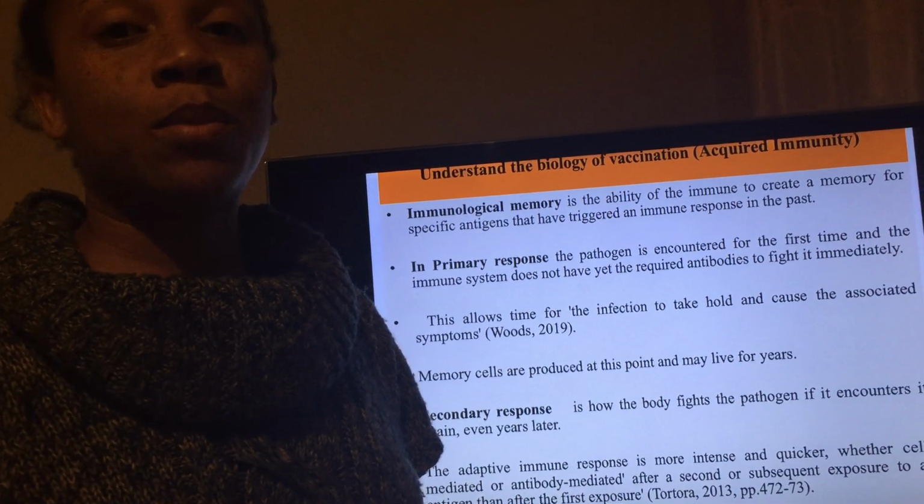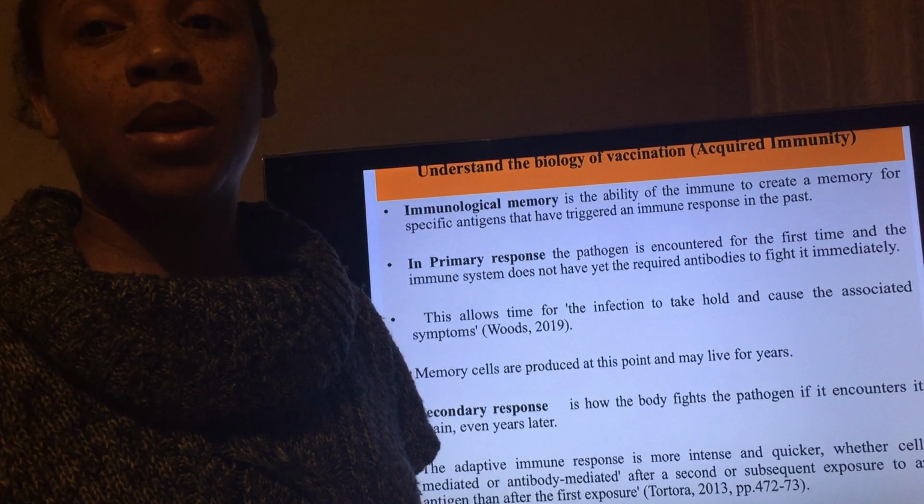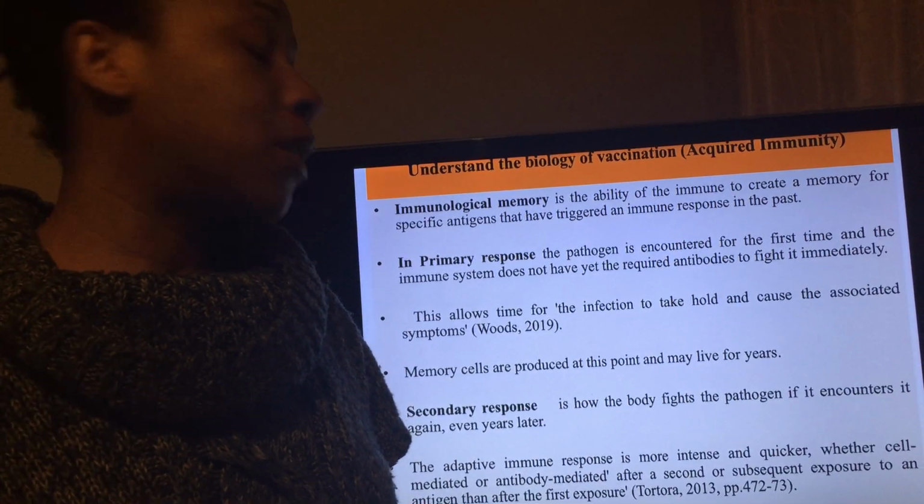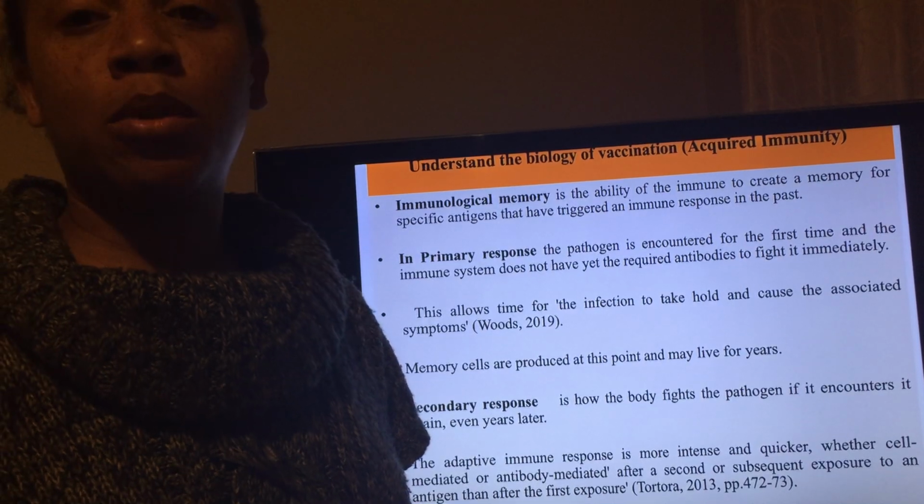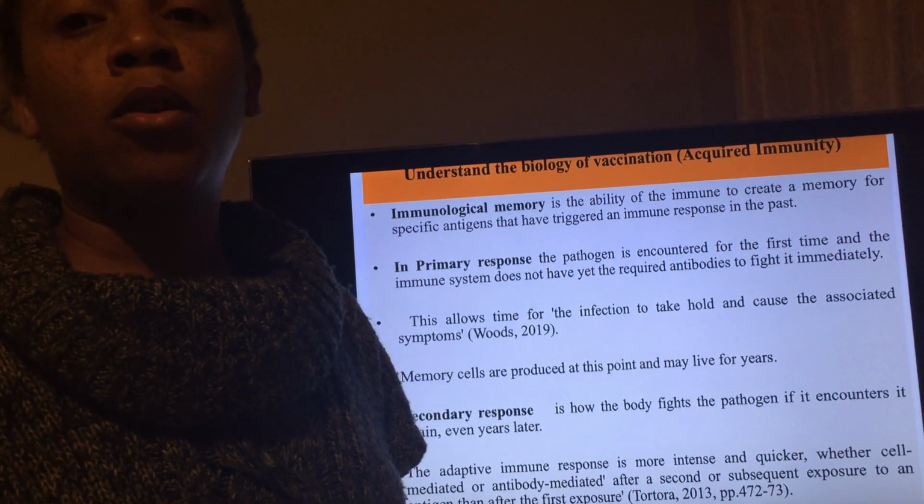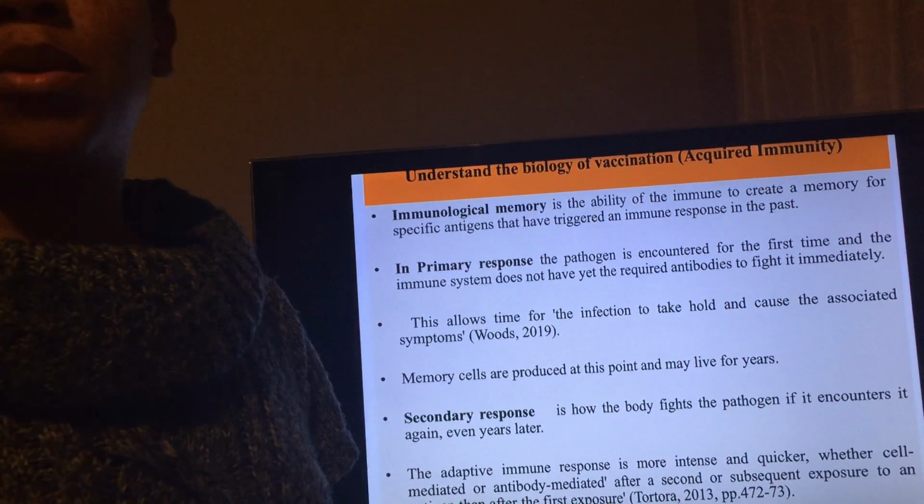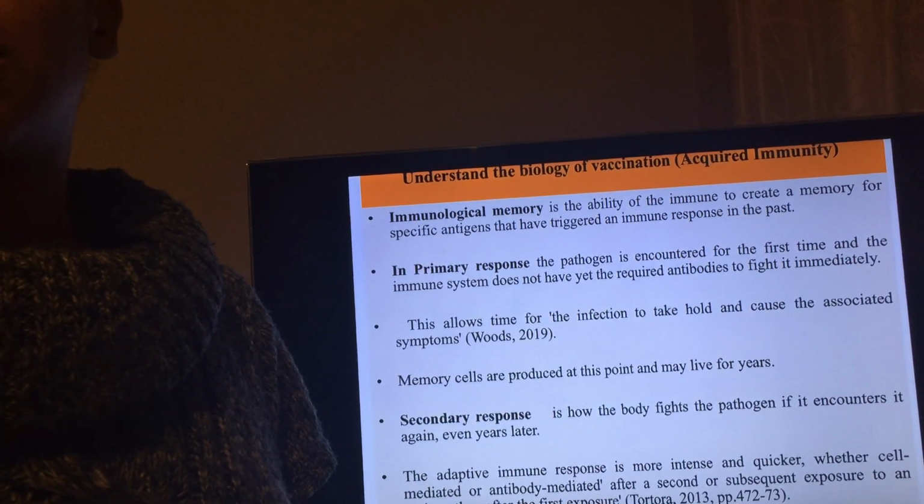In secondary response, the memory cells recognize the pathogen and are able to make a higher amount of antibodies faster and for longer, which often neutralizes the infection even before the symptoms can manifest.